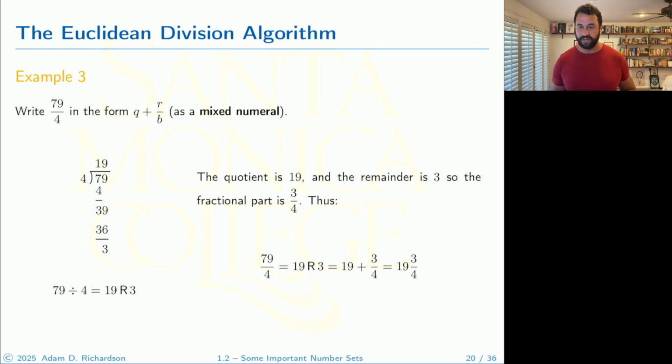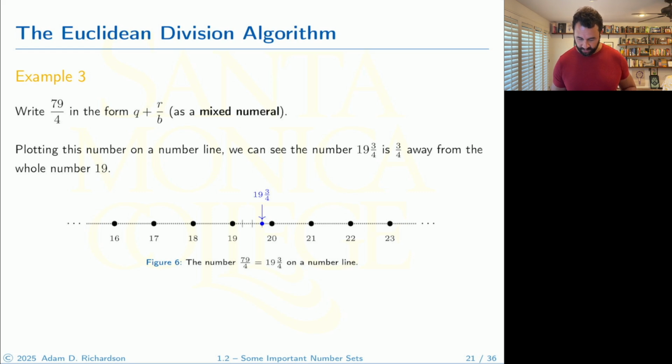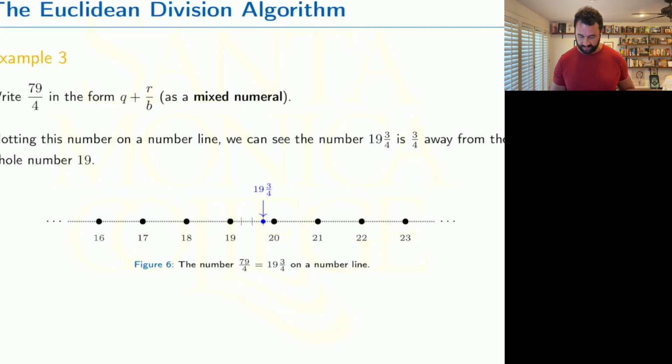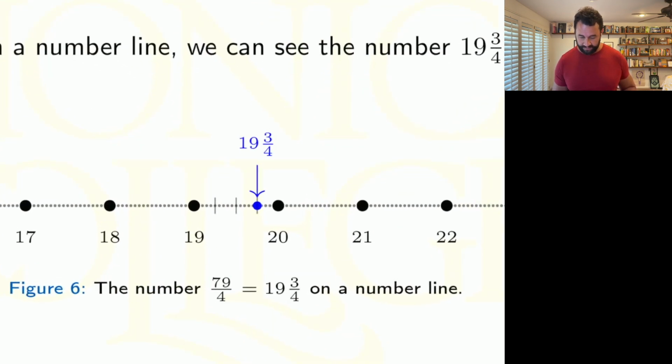Now I want to show you a geometric picture of this. If you plot this on a number line, you can see the number 19 and 3/4 is 3/4 away from the whole number 19. Let me zoom in. Here's all of our whole numbers. 79 divided by 4, we got 19 plus a fractional piece, 1, 2, 3/4. Notice I'm dividing this segment into 4 equal-sized pieces: 1, 2, 3, 4. And I'm taking 3 of those pieces: 1, 2, 3. Boom. Just like that.